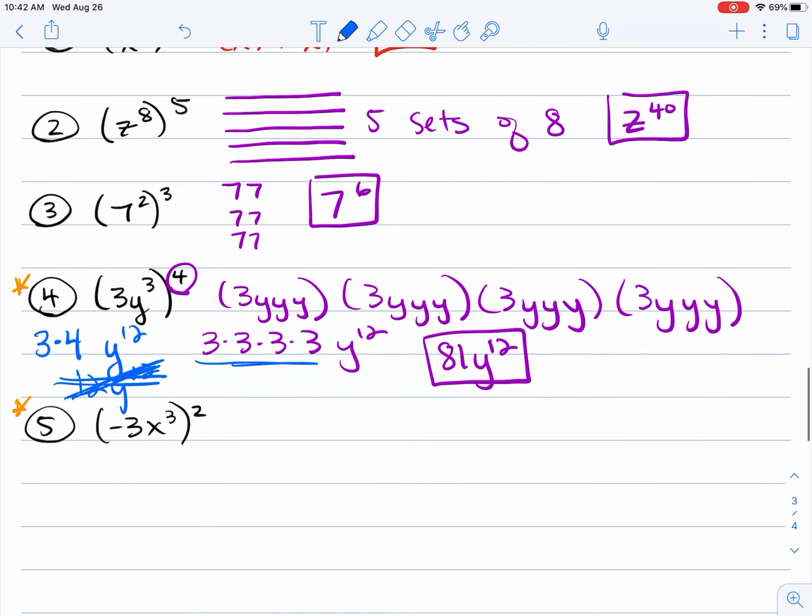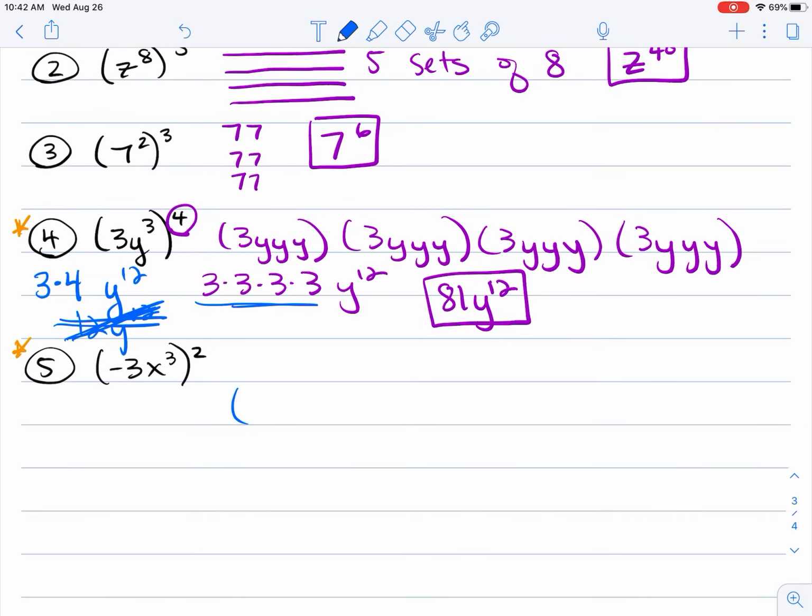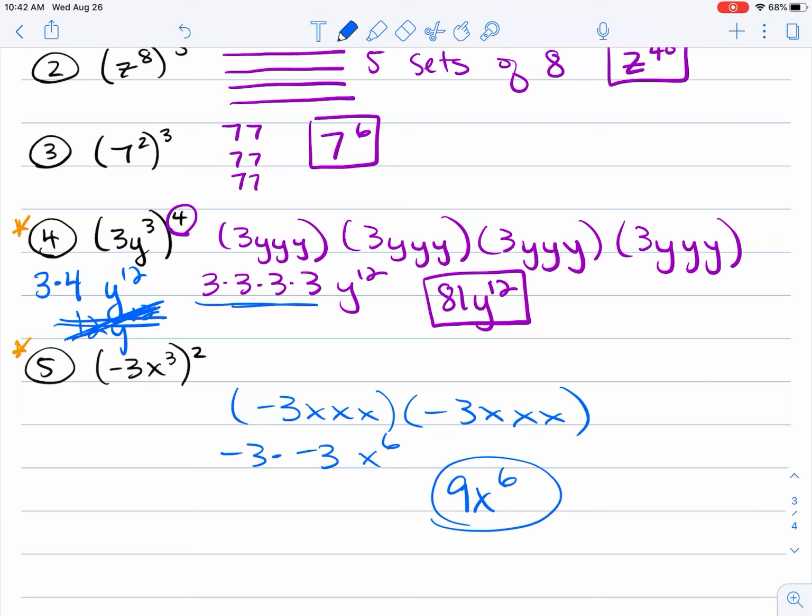Don't do that. All right, this last one, I have negative 3x, or negative 3 with 3 x's. And I have that 2 times. I have 2 sets of them. So I'm going to do negative 3 times negative 3, and then I have x to the 6. So this ends up being 9x to the 6. And it's positive because remember that 2 negatives make a positive.